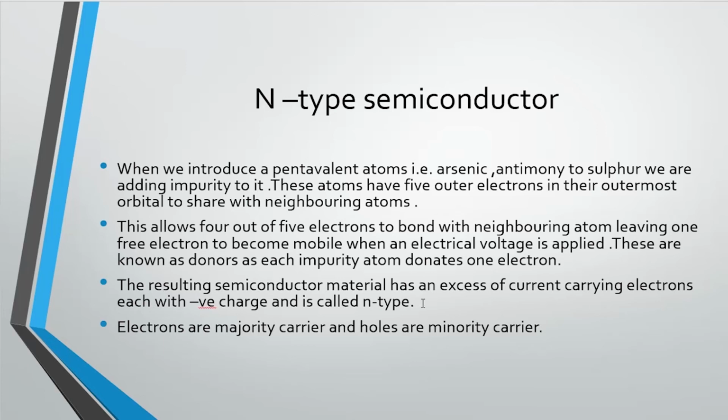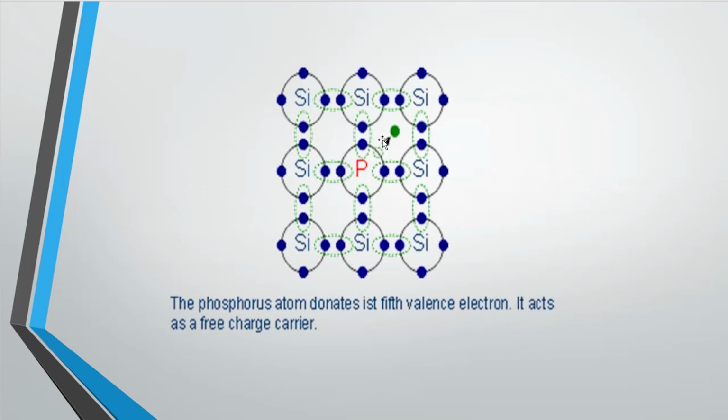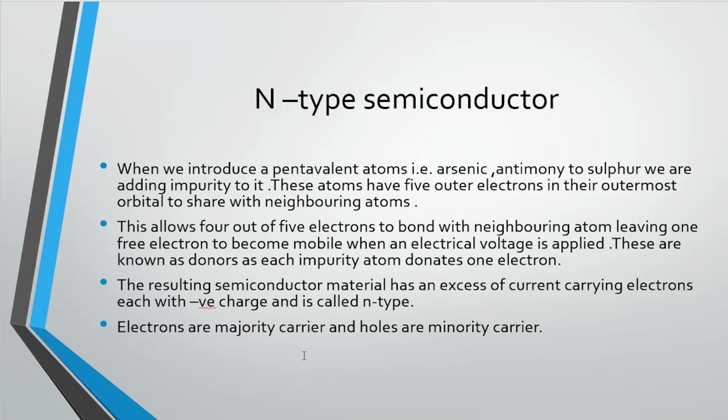The resulting semiconductor material has an excess of current carrying electrons, each with a negative charge. As the electron has a negative charge, when they start flowing, they carry negative charge in majority. So this becomes an N-type semiconductor. Electrons are majority carriers and holes are minority. Holes are those which carry a positive charge. Okay.